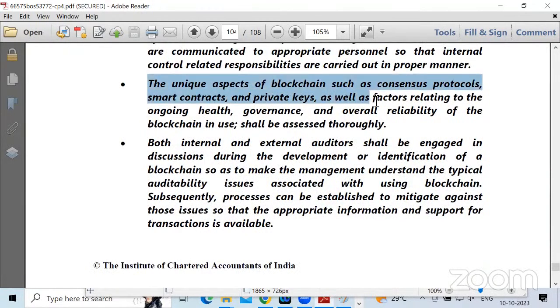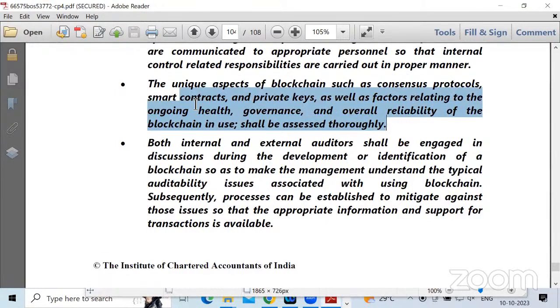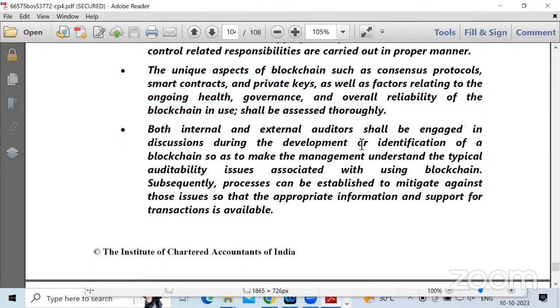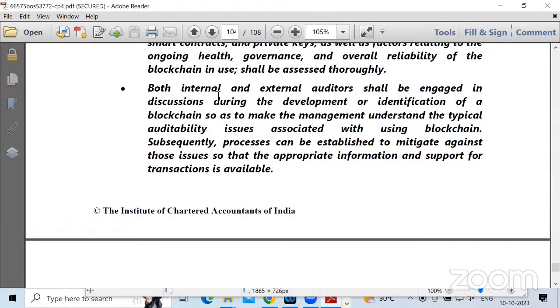Then unique aspects of blockchain such as consensus protocol, smart contracts and the private keys, as well as the factors relating to the ongoing health, governance, and overall reliability of the blockchain in use will be assessed thoroughly. So consensus means common parameter to all. Both internal and external auditors shall be engaged in discussion during the development and identification of a blockchain so that the management can understand the typical auditability issues.